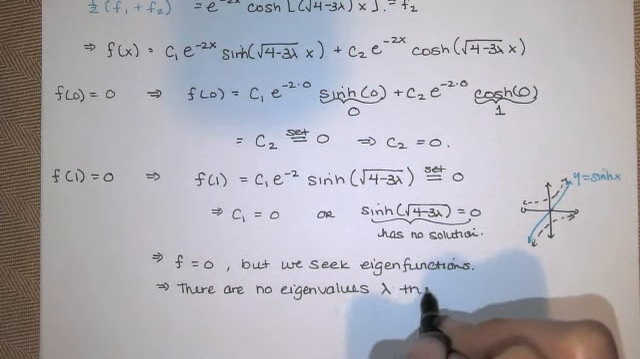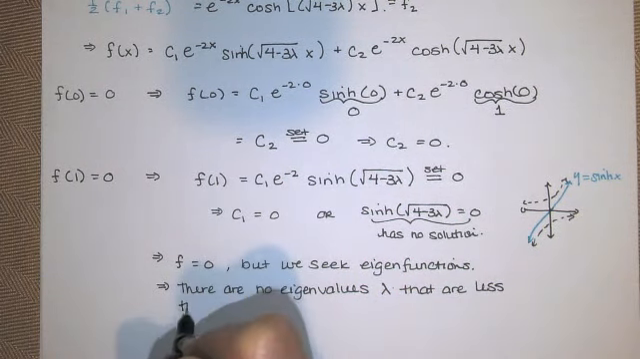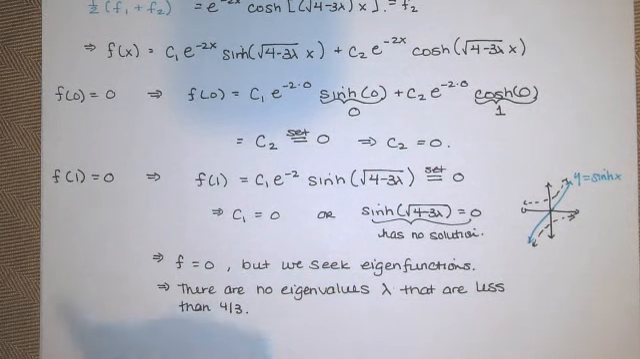Lambda that, let's say, are less than 4/3. Okay, so we've got that. All right, so that was our first case. Second case is much easier.